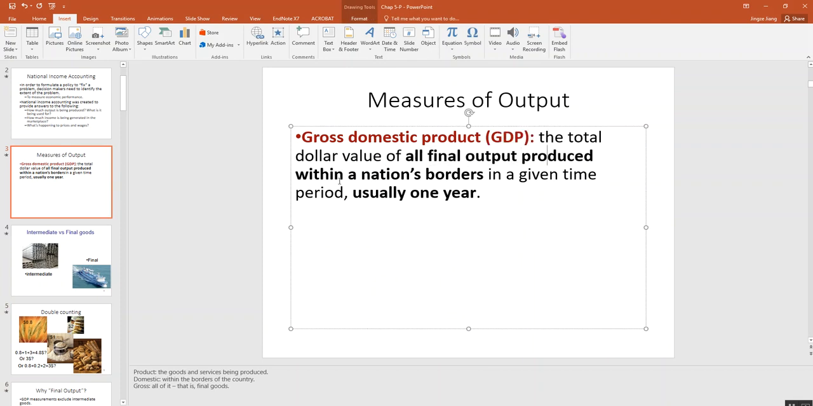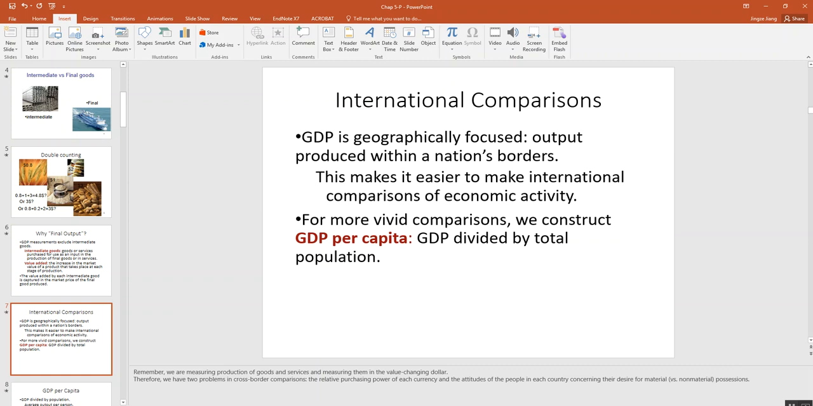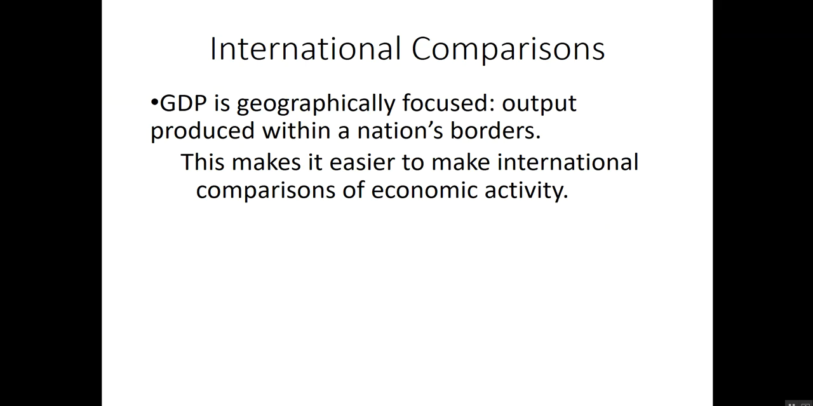Let's move on to the second important phrase, within a nation's border. So what does that mean? GDP is geographically focused. We only focus on the final goods produced within a nation's border. That means, for instance, if a Chinese businessman opened a factory in the US, making cars in the US, the product they made here actually contributes to the US GDP, although the owner is from China.